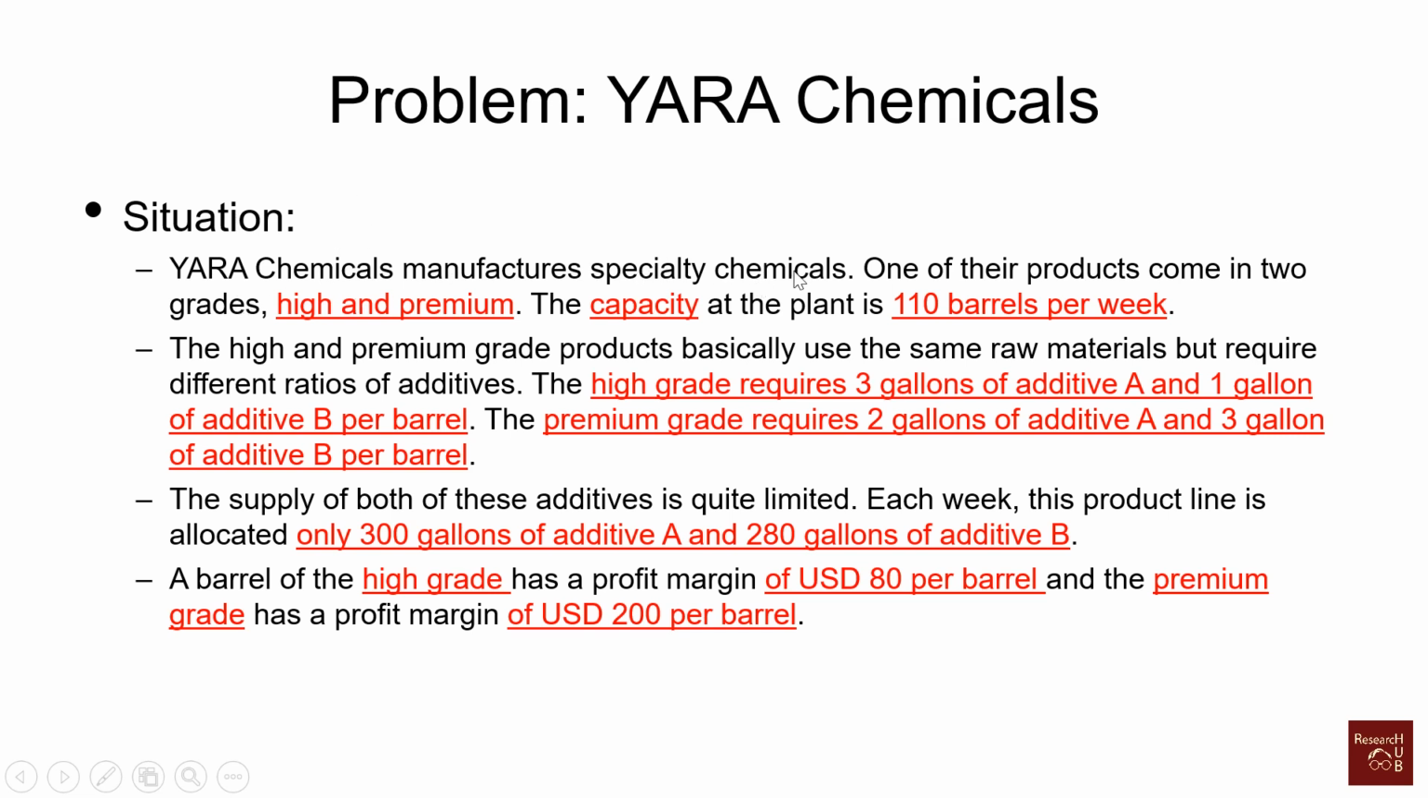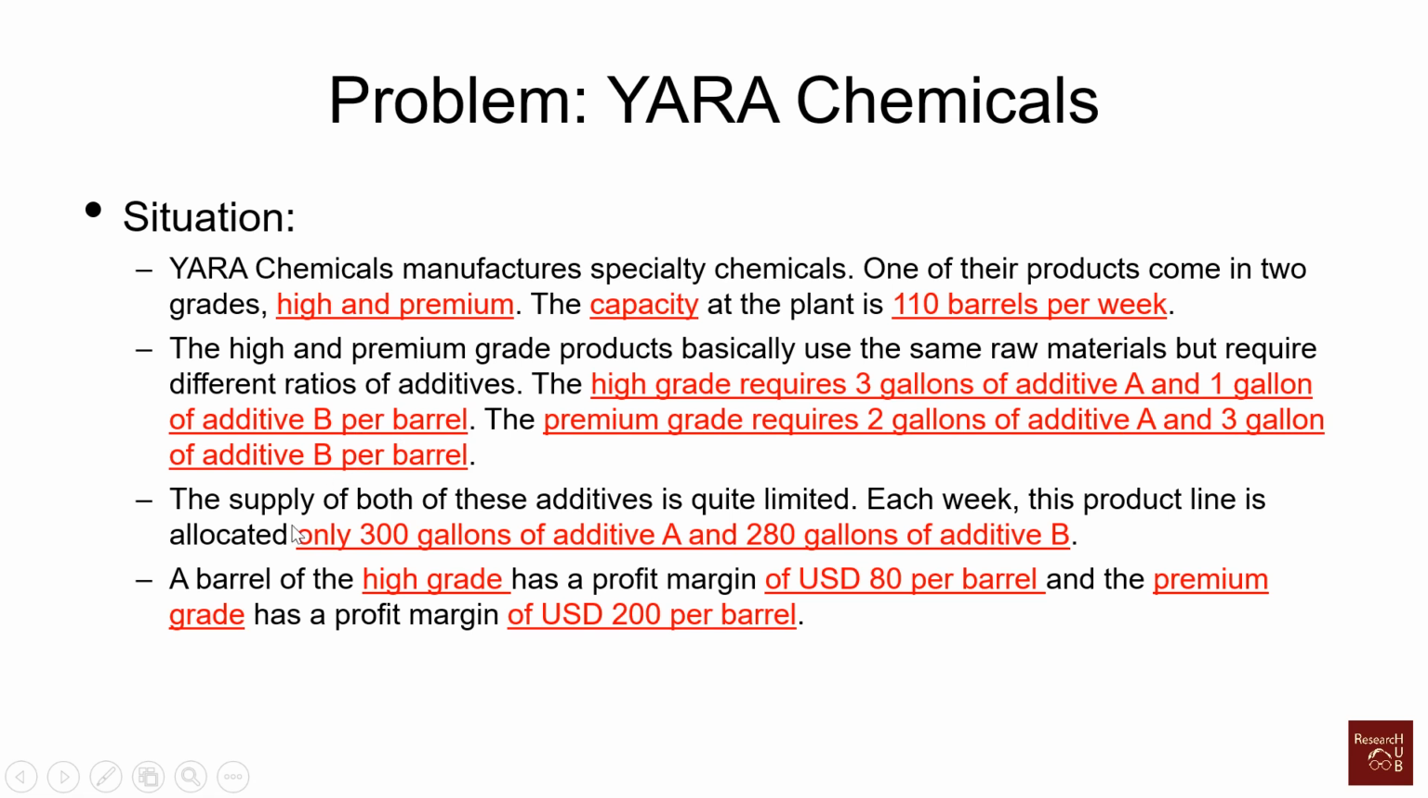They manufacture specialty chemicals or fuel, something like that, and one of their products comes in two grades, high and premium. The capacity of the plant is limited at 110 barrels per week. The high and premium grade products basically use the same raw materials but require different ratios of additives. The high grade requires 3 gallons of additive A and 1 gallon of additive B. The premium grade requires 2 gallons of additive A and 3 gallons of additive B.